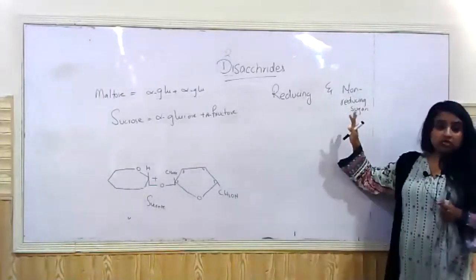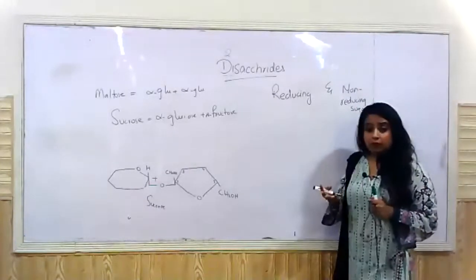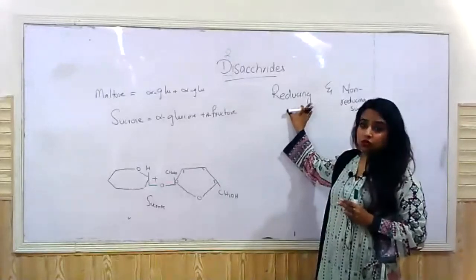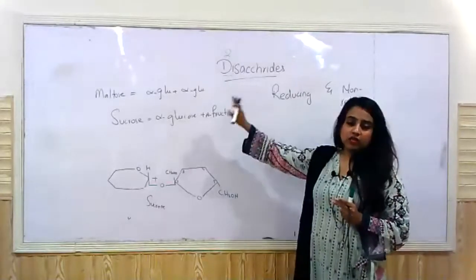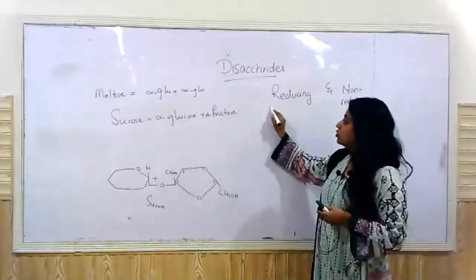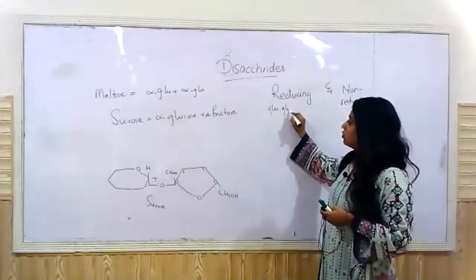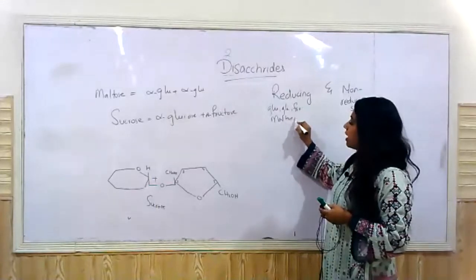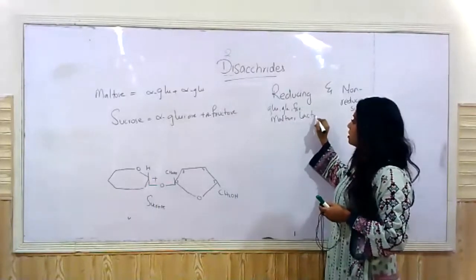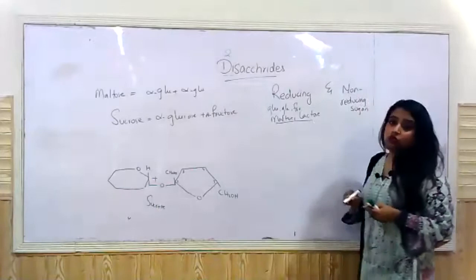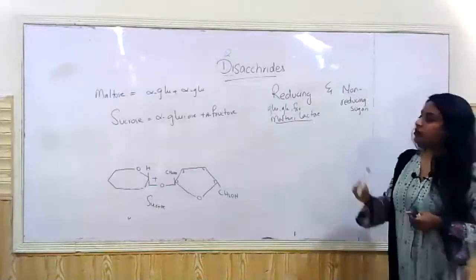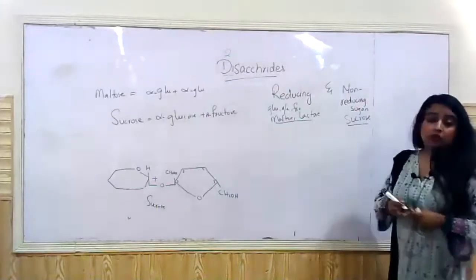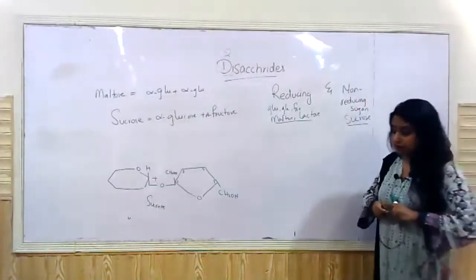So the sugars that are capable of reducing other compounds are called reducing sugars. All the sugars that you have studied are reducing sugars: glucose, galactose, fructose, maltose, and lactose. These are all reducing sugars. There's only one non-reducing sugar, and that is sucrose. Sucrose is the non-reducing sugar.